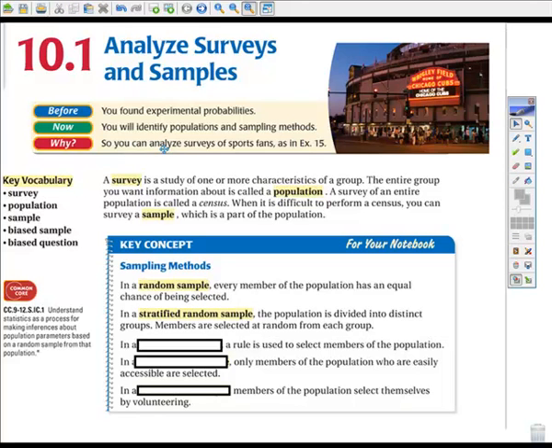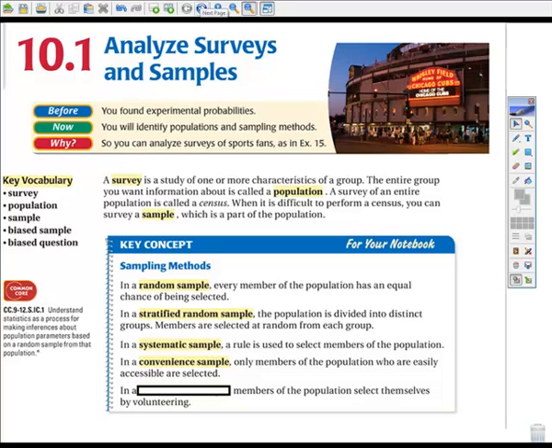A stratified random sample: first the population is divided into distinct groups. So I could separate my class into boys and girls, and then I could randomly select some from the boys and some from the girls. So it's stratified. We're dividing it first and then selecting them at random. In a systematic sample, a rule is used to select members of the population. So I'm only going to select members of my population whose last name starts with L. So there's my rule that I set up.